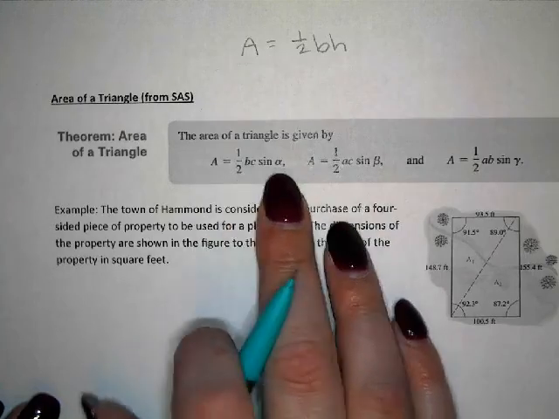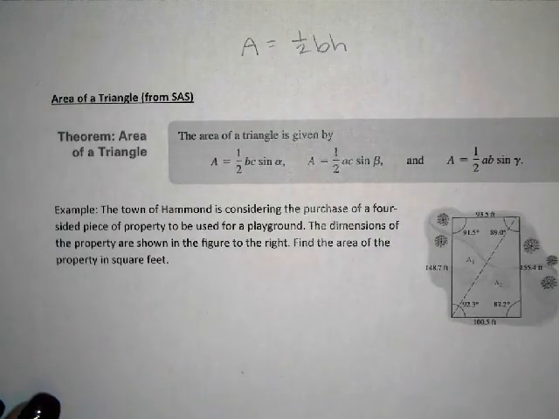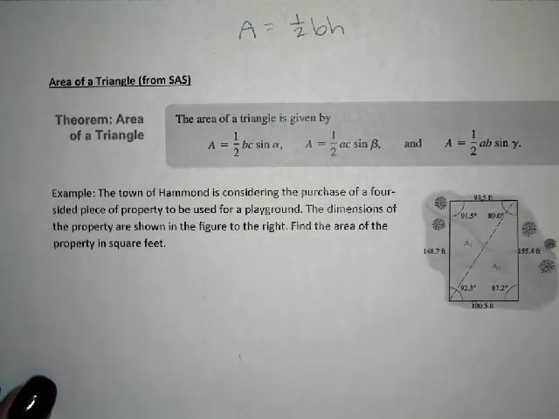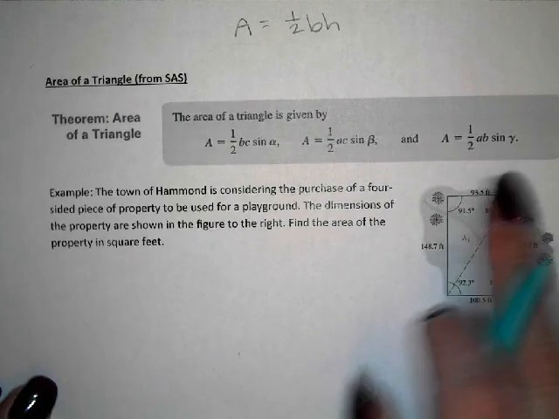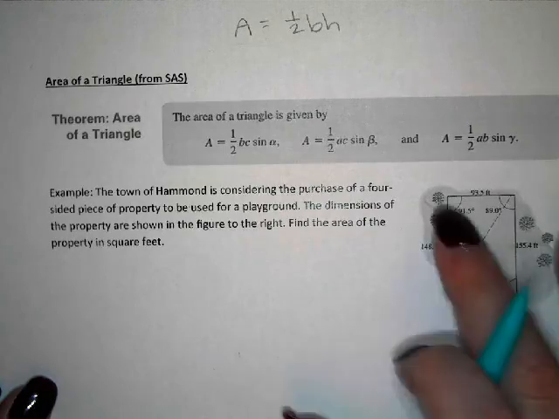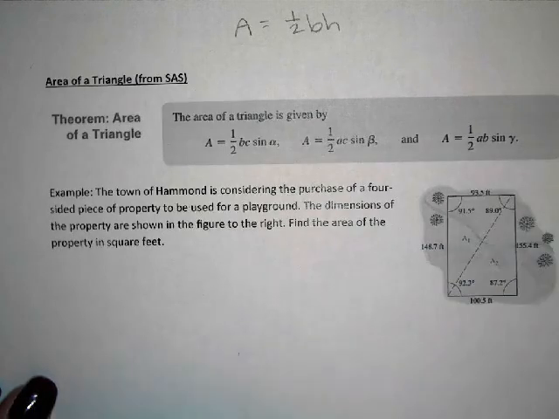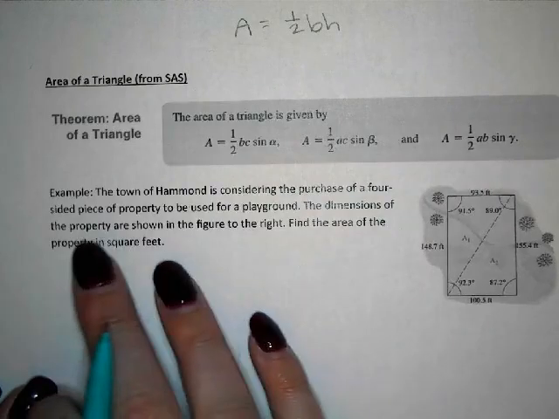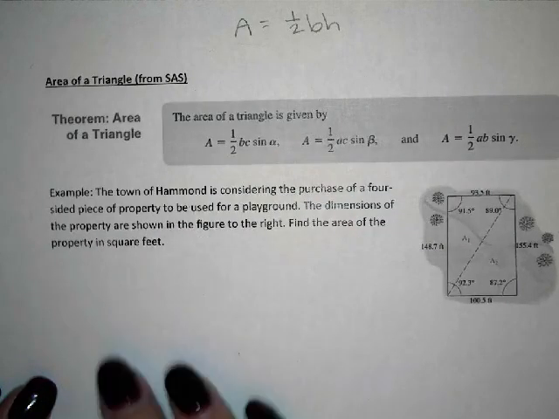So for this first example, it says the town of Hammond is considering the purchase of a 4-sided piece of property. This 4-sided piece of property looks rectangular, but if you notice, the angles are not 90 degrees in the corners, so this is not rectangular. All right, so they want a 4-sided piece of property to be used for a playground. The dimensions of the property are shown in the figure to the right. Find the area of the property in square feet.